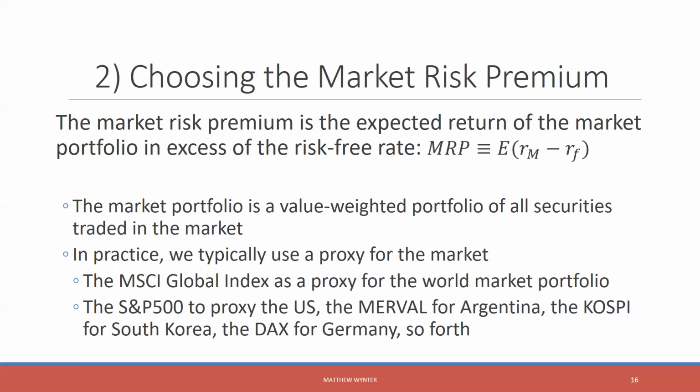But in practice, we typically use a proxy for the market. For the world market portfolio, oftentimes asset managers will use the MSCI Global Index or an S&P 500 Global Index or something comparable. For individual markets like the US, you'll use the S&P 500 to proxy for it. For Argentina, you'll use the Merval. For South Korea, you'll use the KOSPI. For Germany, you'll use the DAX and so forth.